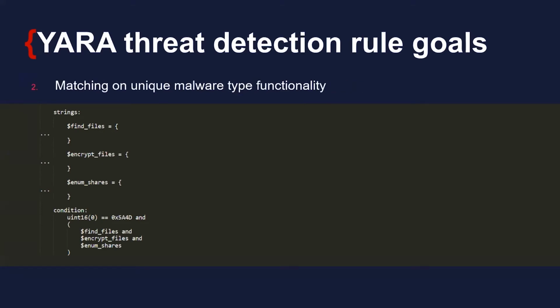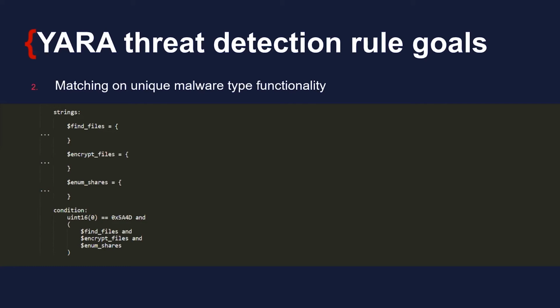So we want to be matching on unique malware type functionality, right? Why? We want to be able to tell you that this particular threat that we've detected is a specific threat type. We want to do that with the highest accuracy possible, meaning as close to zero false positives as possible. To do that, we really reverse engineer malware families. We figure out their unique capabilities, and we map those back into the rules themselves. So yet again, those labels become indicative of what the file is actually doing.